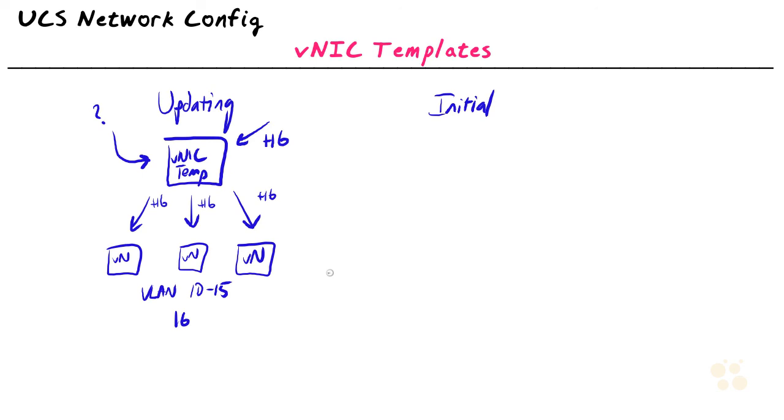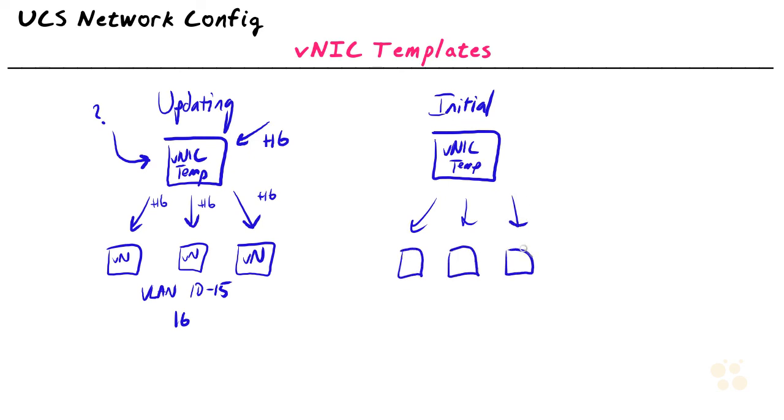Now, if the scale of your environment doesn't warrant having an updating template, meaning maybe I do only have 10 vNICs, and if I have to change that, then not a big deal. Then maybe an initial template is where we want to go. So again, in our example, we create a vNIC template, and we spin up our three different vNICs. And when I want to add that 16th VLAN, so again, we have 10 through 15 enabled, and we need to add 16. I do actually have to come back and manually add 16 to every single one of these.